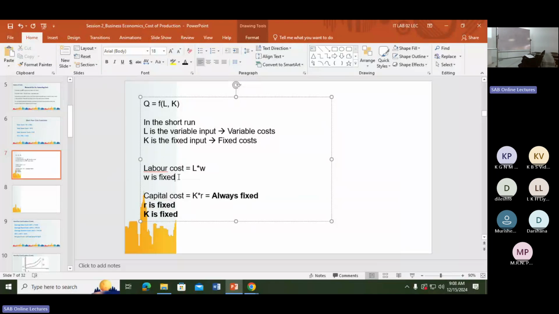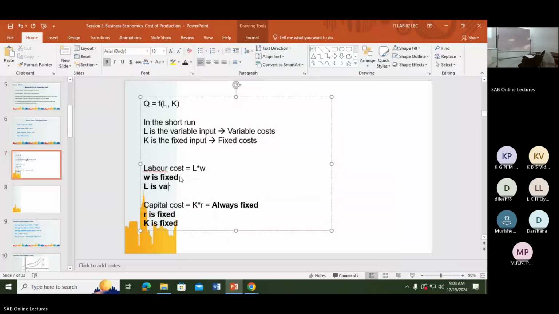In the case of labor cost, W is fixed but not the labor. Labor is variable. Variable means it varies with the output level. Therefore, the total labor cost is not fixed, it's variable.